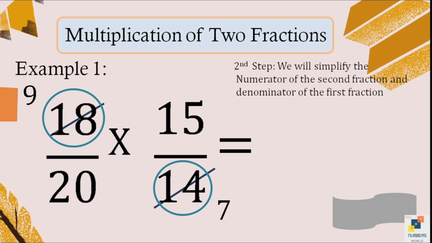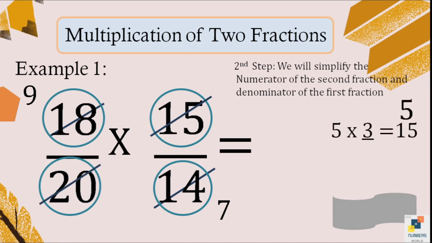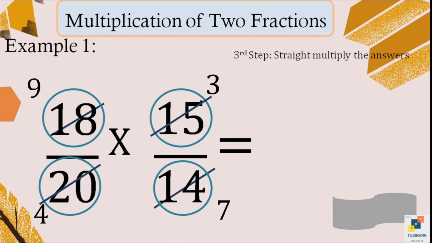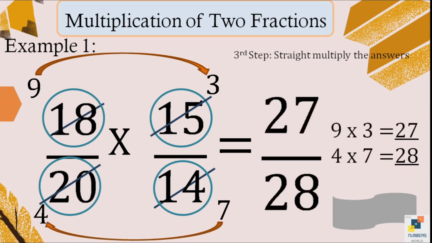As a second step, we are going to do the same procedure with our next pair. We will simplify the numerator of the second fraction by the denominator of the first fraction. And the highest common factor for that is 5. So 5 3s are 15 and 5 4s are 20. In the third step, we are going to straight multiply our answers, like 9 and 3, which is equal to 27, and 4 7s are 28. So our new fraction, the answer, is 27 by 28.